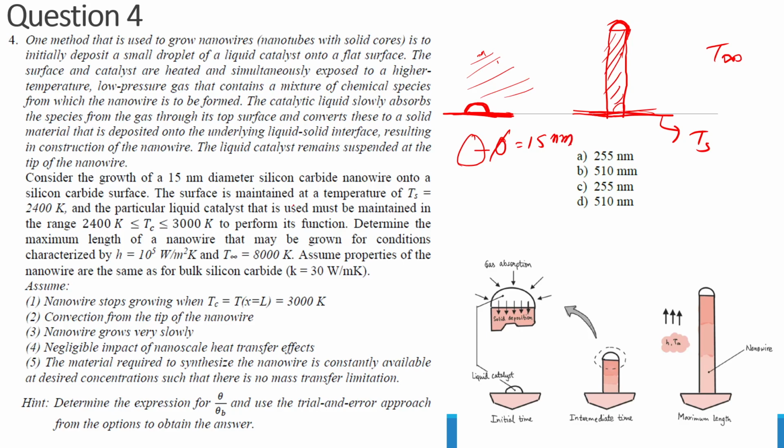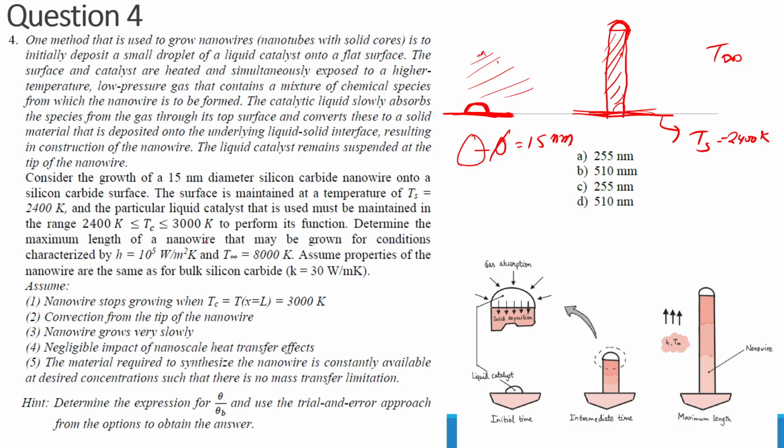The surface is maintained at a temperature of 2400 Kelvin. So this surface is maintained at 2400 Kelvin. Then the particular liquid catalyst that is used must be maintained in this range. So the liquid catalyst temperature should not go beyond the limit, and that is why we keep the temperature of the surface at 2400 Kelvin. And it should always be below 3000 Kelvin. That is, the temperature of this fin should be below 3000 Kelvin, so that the liquid catalyst is also below 3000 Kelvin.